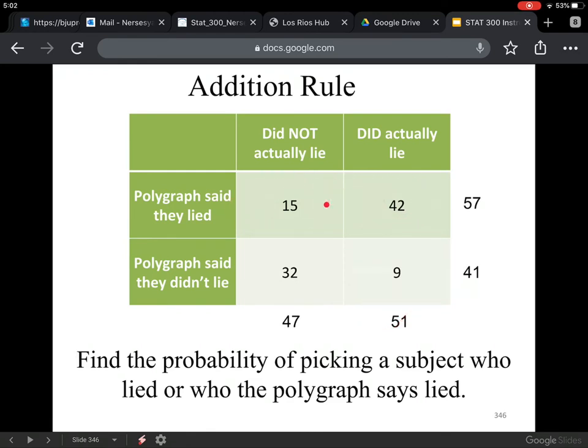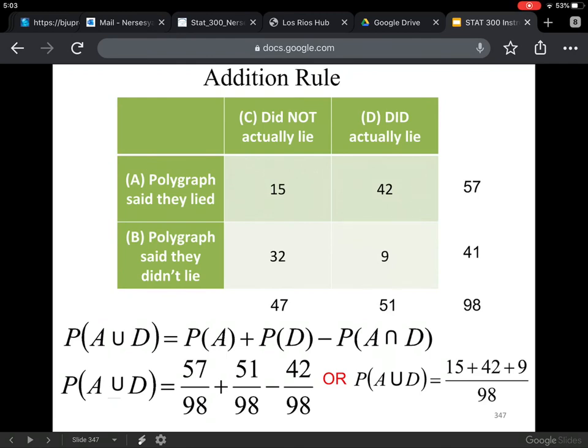So you can go about this one of two ways. Either double count 42 and subtract 1 copy, or just don't count it twice, since you see that you have something in the intersection. Okay? And so that answer would look like this. You would take 57, which is the row total of the first row, plus 51, which is the column total of the second column. Subtract 1 copy of 42 98ths, because there's a total of 98 people that went through this, and you get your total. So again, if there is an intersection, subtract 1 copy of the intersection.